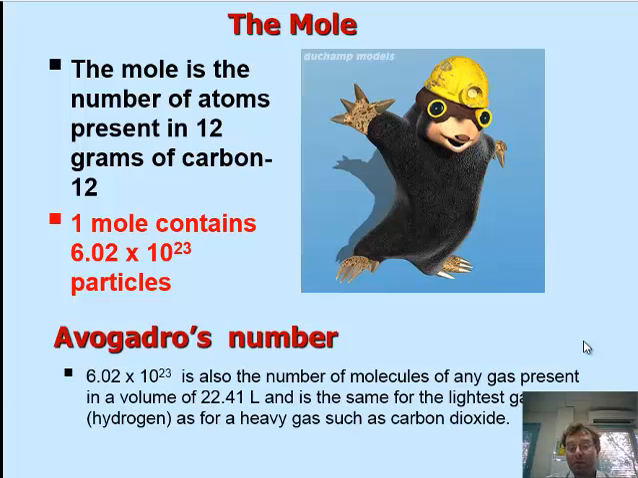Now, Avogadro's number, if we relate it in a different manner, 6.02 times 10 to the 23 is the number of molecules of any gas present in a volume of 22.41 litres. It's the same for the lightest gas or a much heavier gas. It will always be that number of molecules within that volume. Okay, so let's try if we just apply this knowledge for a second.